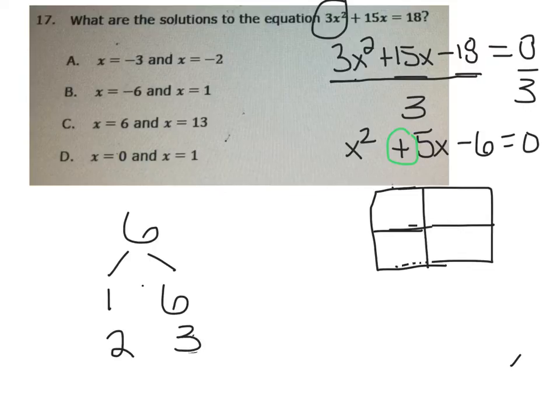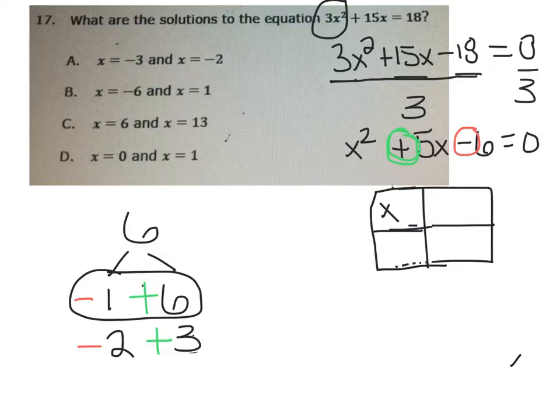Okay, so let me say that again. So right here, the plus sign in front of the 5 tells us that when we go down here, the bigger factor has to be a positive, so positive and positive. And the negative in front of the 6 tells us that the smaller factor has to have the opposite sign, so negative, negative. And now you have to pick the pair that add up to 5. Well, negative 2 and 3 don't add up to 5, but negative 1 and positive 6 do.